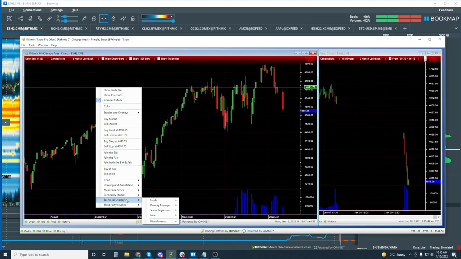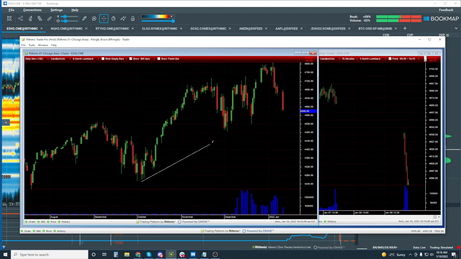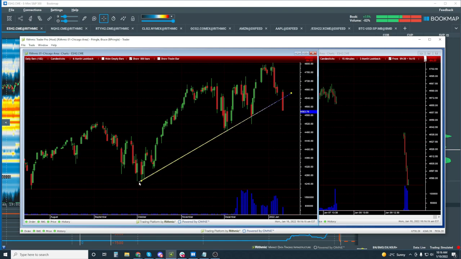Boy, I'm not very good at using this platform, but just a minute. Drawings, annotations. And where is it? Trend line. Okay. Yeah, we're already below this trend line here on the daily. No, I take that back. We're just kind of testing it right now.